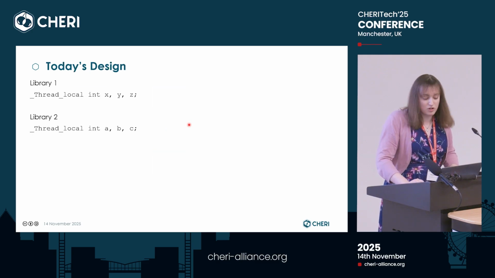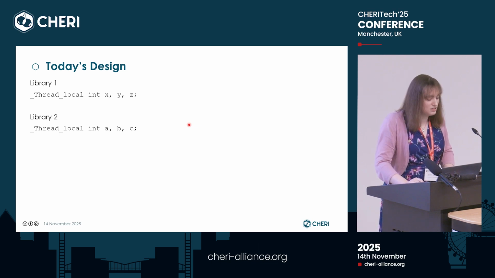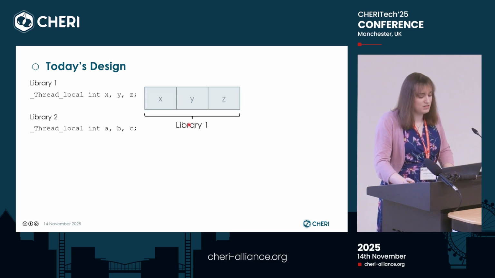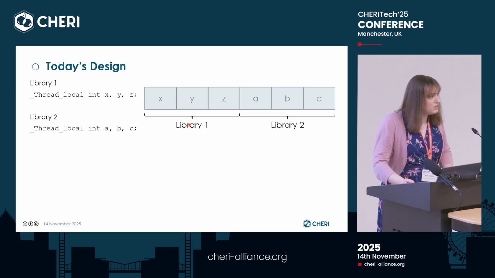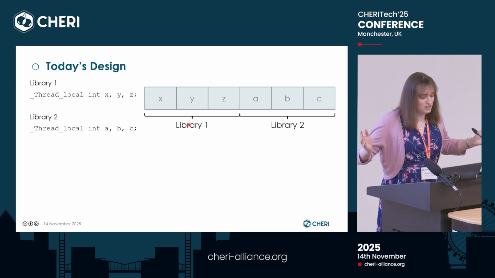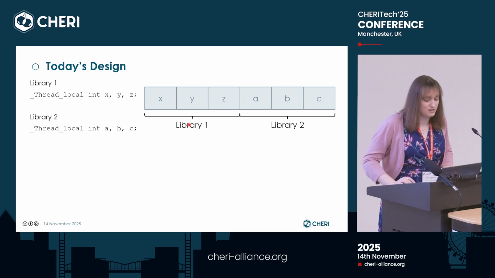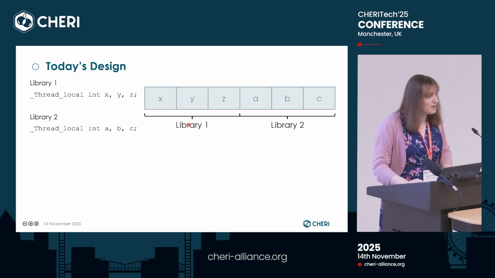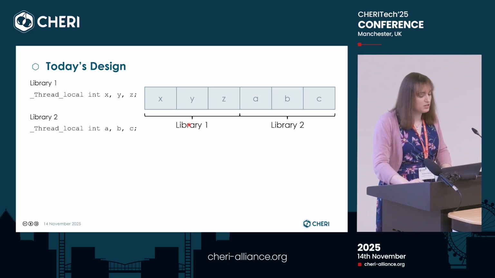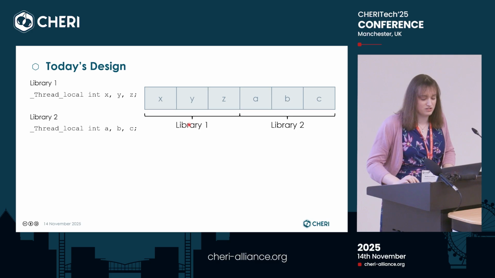A slightly more complicated example: let's say we have two libraries here. We've got two sets of variables, x, y, z, and a, b, c. Library 1 has a little bit of data that it needs for its variables, and library 2 has a little bit of data that it needs. And so at runtime, we sum all of this up, allocate a big block of memory, stitch it all together, and that's where all the variables live for that particular thread. And as threads come and go, we will allocate new copies of this memory from scratch.